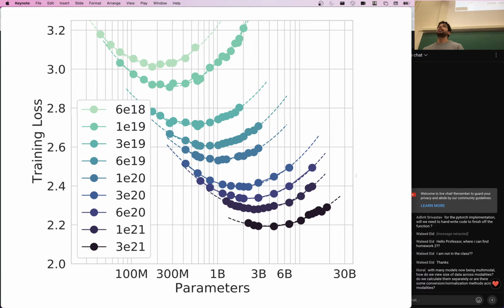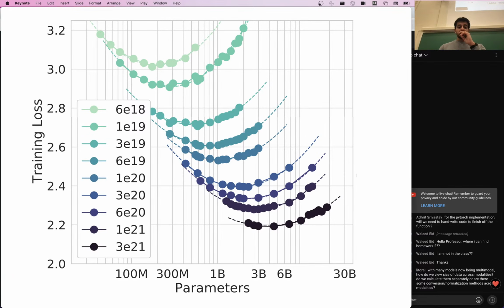So if we look at this lightest curve up here, all of the points on this curve use the same number of flops when they were trained. Each dot is a different model. They're all using the same amount of compute, but they vary in terms of the model size versus the number of training tokens. So the points over to the left here are associated with smaller models trained on more data. The points over to the right are bigger models trained on fewer data points. Does that make sense?